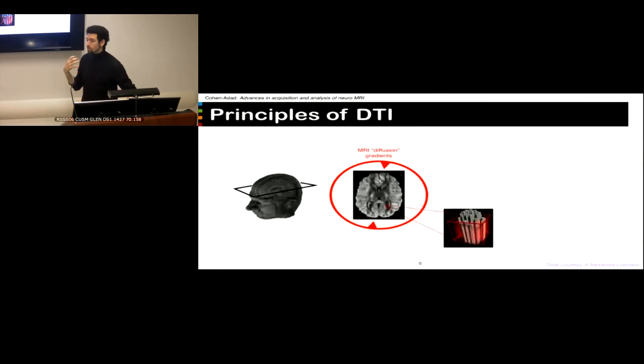So in fact, we're able to sensitize the water diffusion thanks to those magnetic gradients. And we can put that into equation and extract the part that really explains how the signal varies with the application of those diffusion gradients.